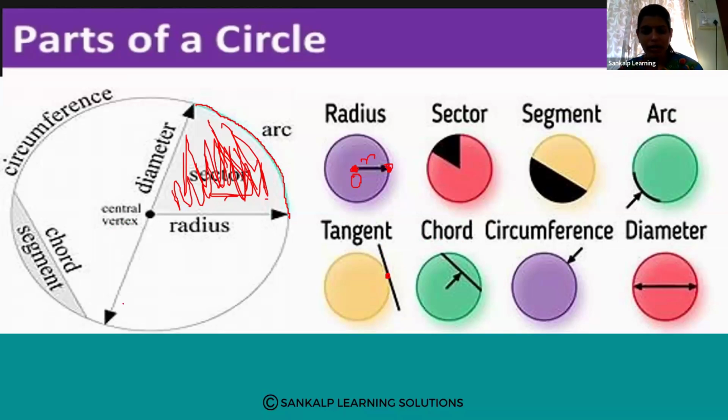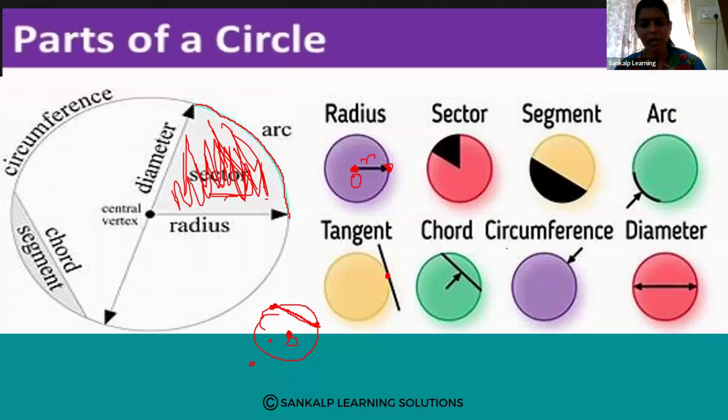To study a chord, consider this is a circle. This is the center point. The center can be in the circle or outside the circle. If you want to join two points on the circle, this is one point and this is another point. If I join these two points, this line we call a chord. Okay, next.